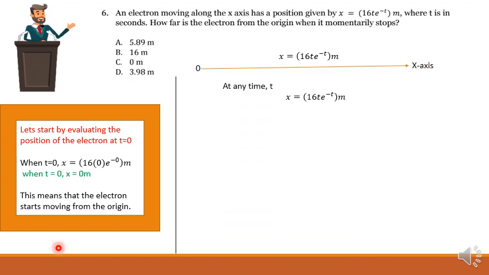Now, at any time t, the position of the electron is given by the equation x equal to 16 t e to the negative t. Now, we know that the velocity is given by the derivative of displacement with respect to time. Therefore, v is equal to what? dx/dt. And for us to have the velocity, we shall have to differentiate the equation that gives us the position of this electron, and then differentiating this function, we have 16 times (1 minus t) times e raised to the power of negative t.